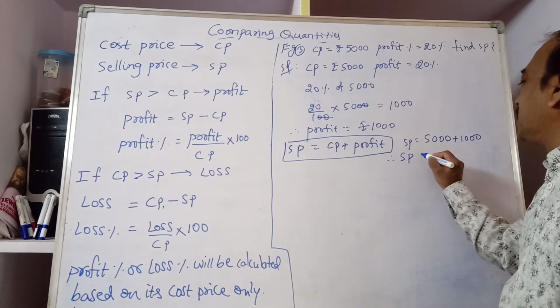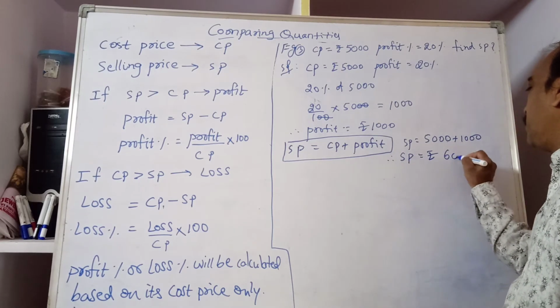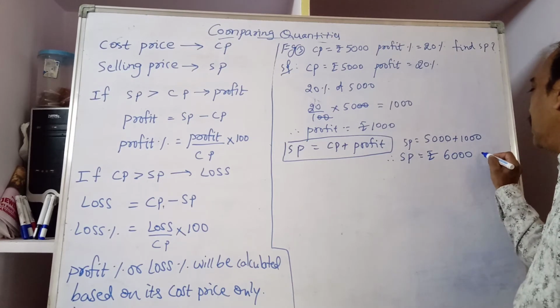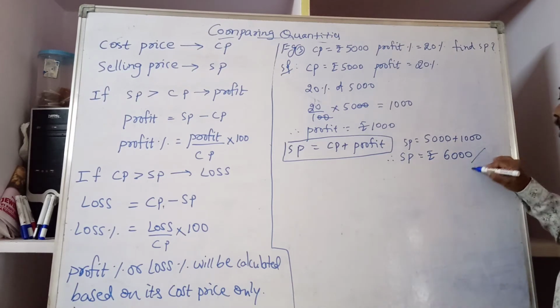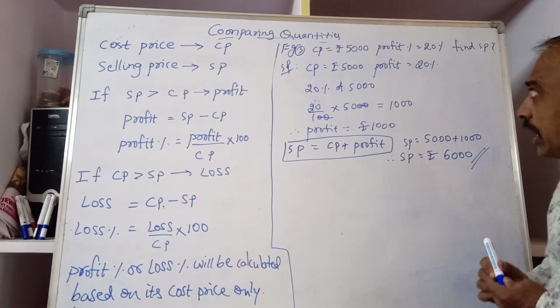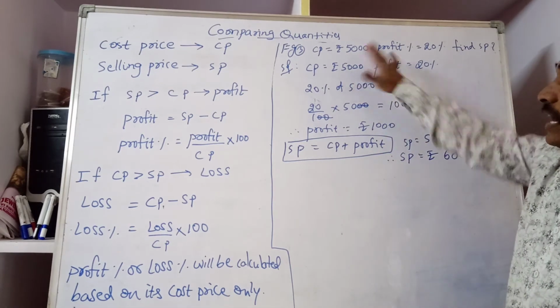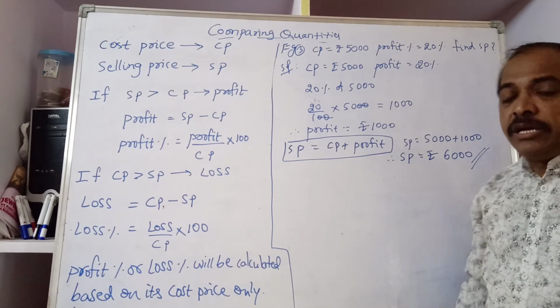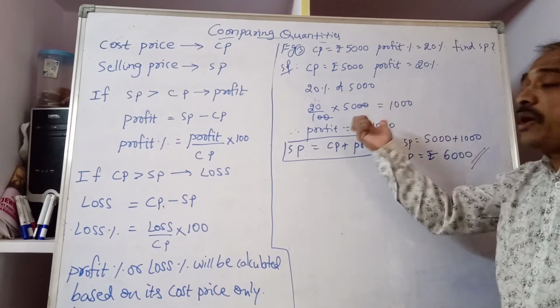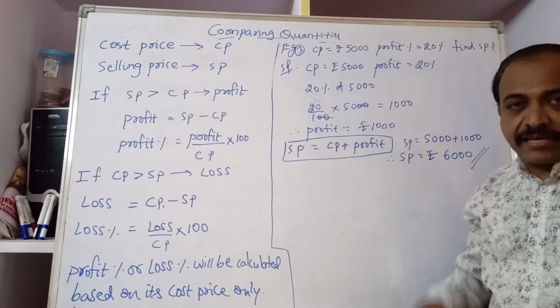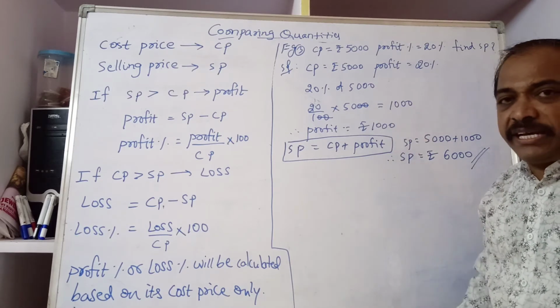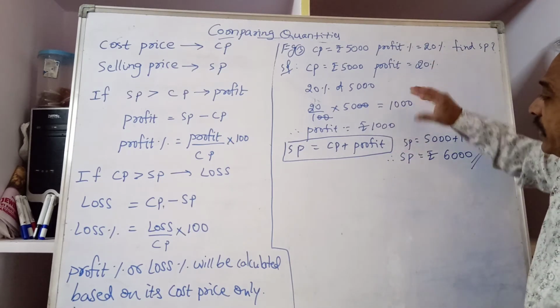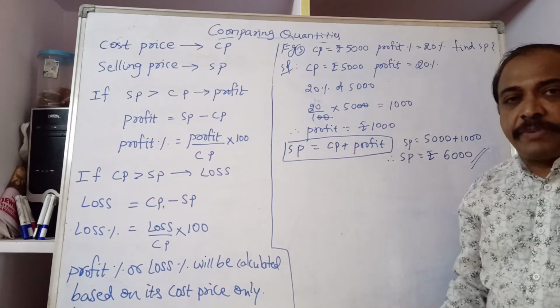Therefore SP is equal to rupees 5000 plus 1000, total 6000. Total 6000 rupees he got. He gave the cost price and he gave the profit percent. So first we calculated how much profit he got on its cost price, and that profit we added to the cost price.